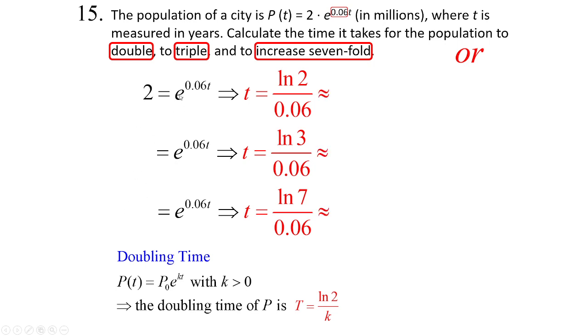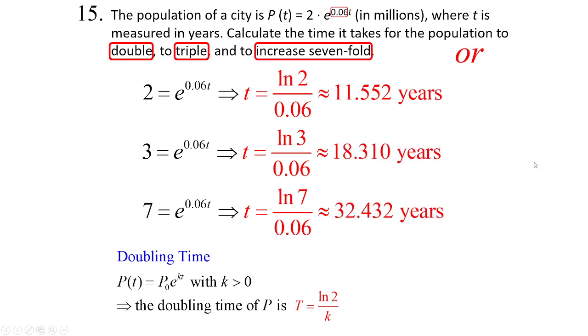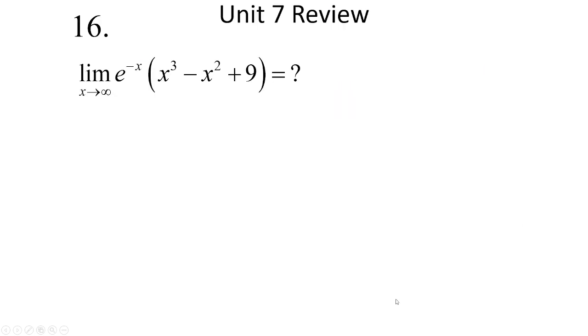Because here you would go what? The natural log of 2 over 0.06, then punch that out. 11.552 years. Then 3 next. So natural log of 3 over 0.06. You punch that out and do the same thing on the last one. And there you go. You get it either way. But if you remember this little shortcut right here, it's going to make you way more efficient.